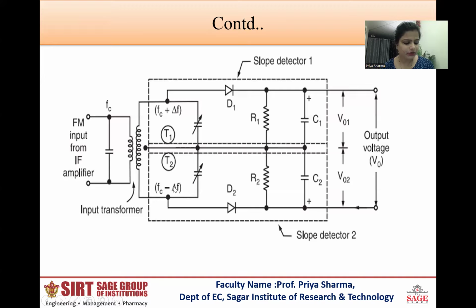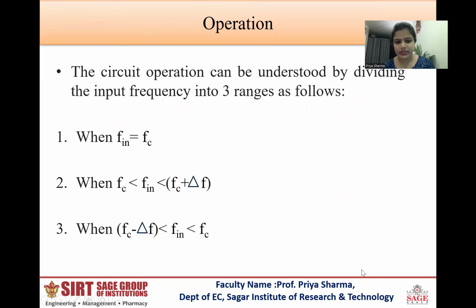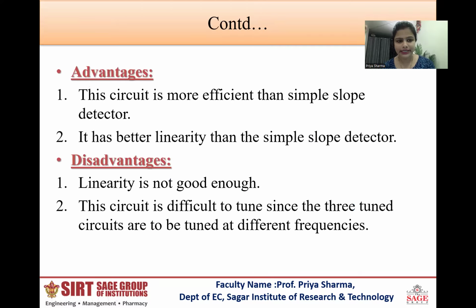If the input frequency gets outside the range of this and this, the output voltage will fall due to the reduction in the tuned circuit responses. Okay, students, so in this range the output voltage will be 0. In this range, the output voltage will be positive. And when the input frequency lies in this range, the output voltage will be negative.